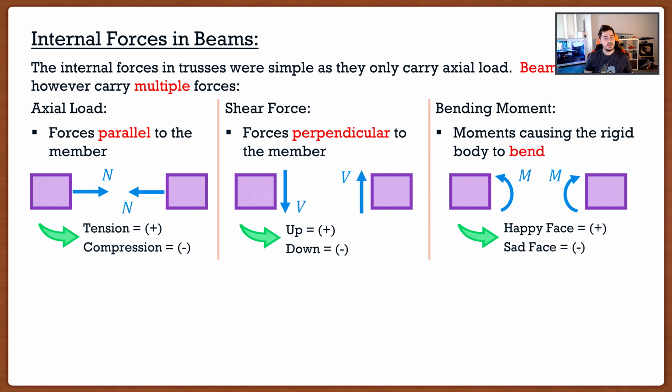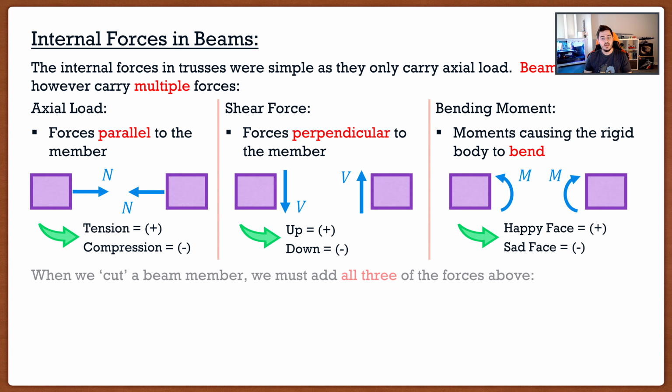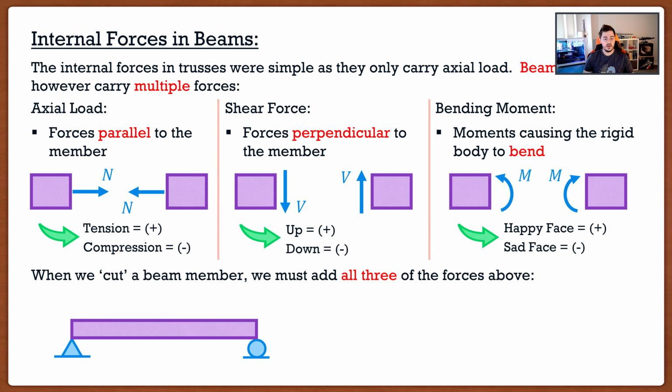So when we want to determine these internal forces, it's going to be the exact same procedure as before, where we simply cut our beam. But instead of just having an axial load like we did in trusses, we actually have to add all three of these forces that we have above. So let's say that we have our little beam here and we decide to go snip, snip right down the center of the beam.